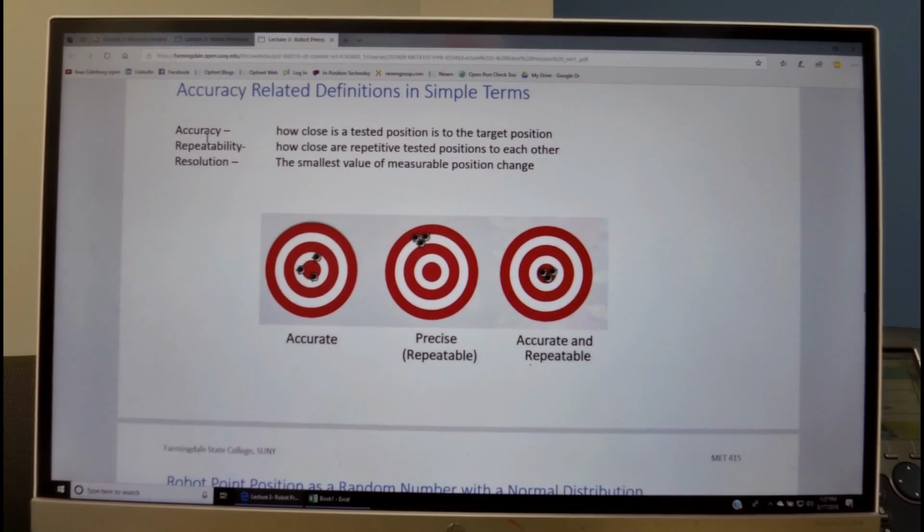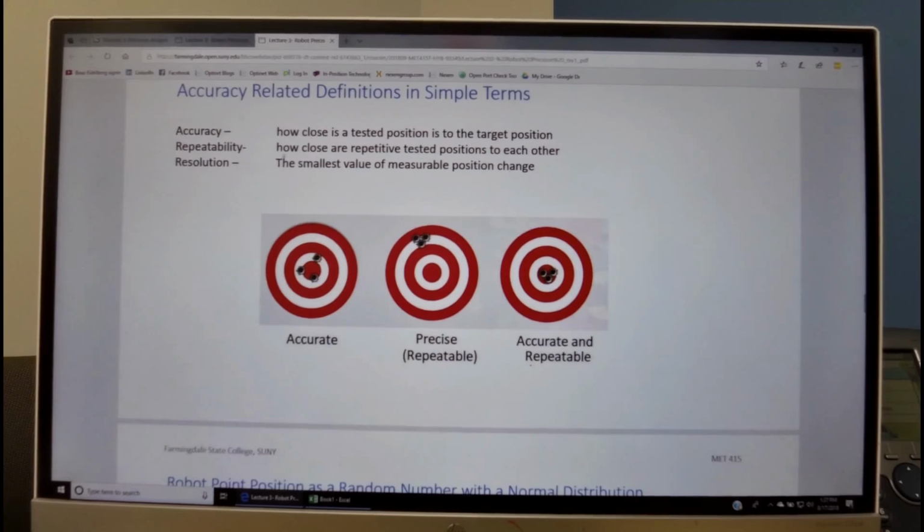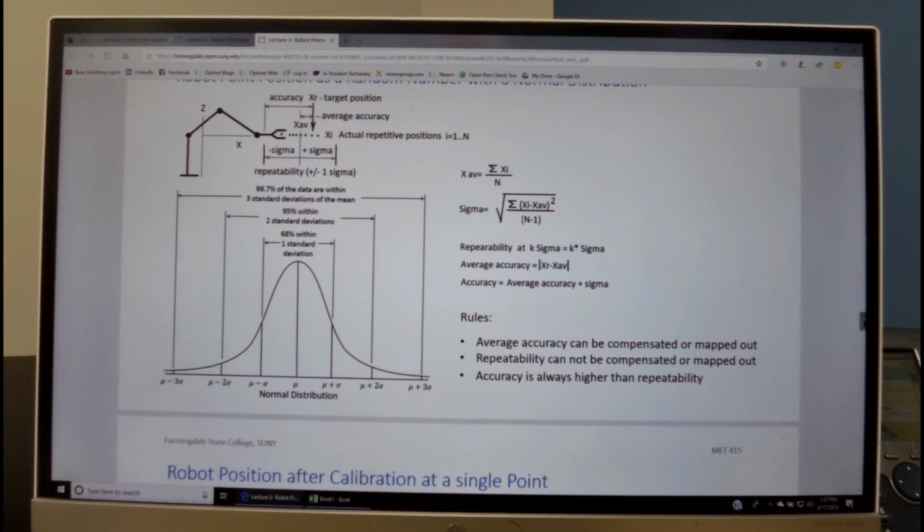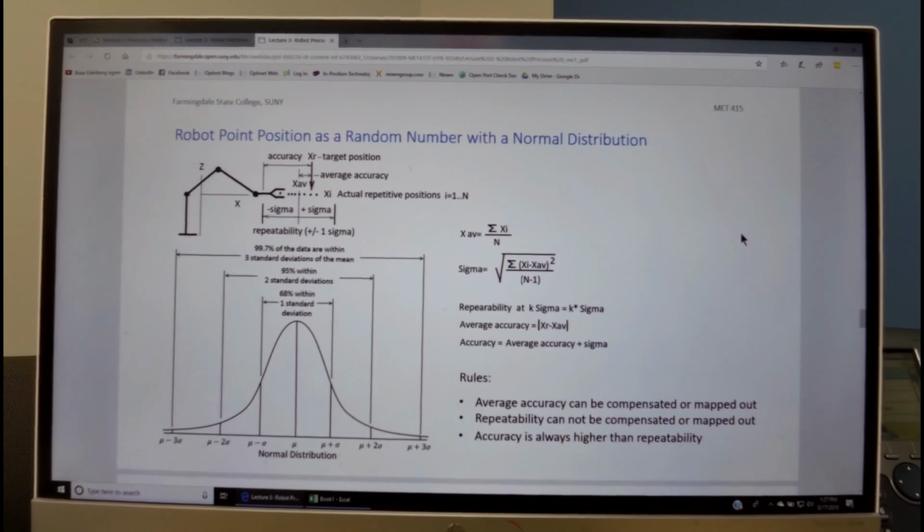The formal definition of accuracy is how close is the tested position to the target position. This is a target position, this is a test position. Repeatability, how close are repetitive tested positions to each other. And resolution is the smallest value of measurable positioning change. So these are the basic definitions. And over here we see an example. We'll also do a lab experiment related to it, of how we calculate the accuracy and repeatability of a robot.